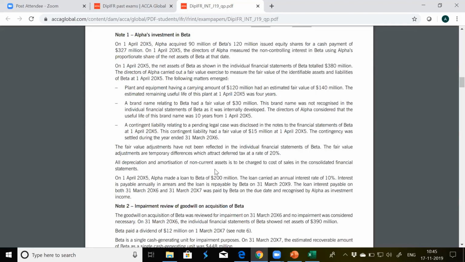All depreciation and amortization of non-current assets is to be charged to cost of sales. Now, whatever depreciation and amortization we need to charge on this plant brand, we need to include it as part of the cost of sales while we are preparing the income statement.